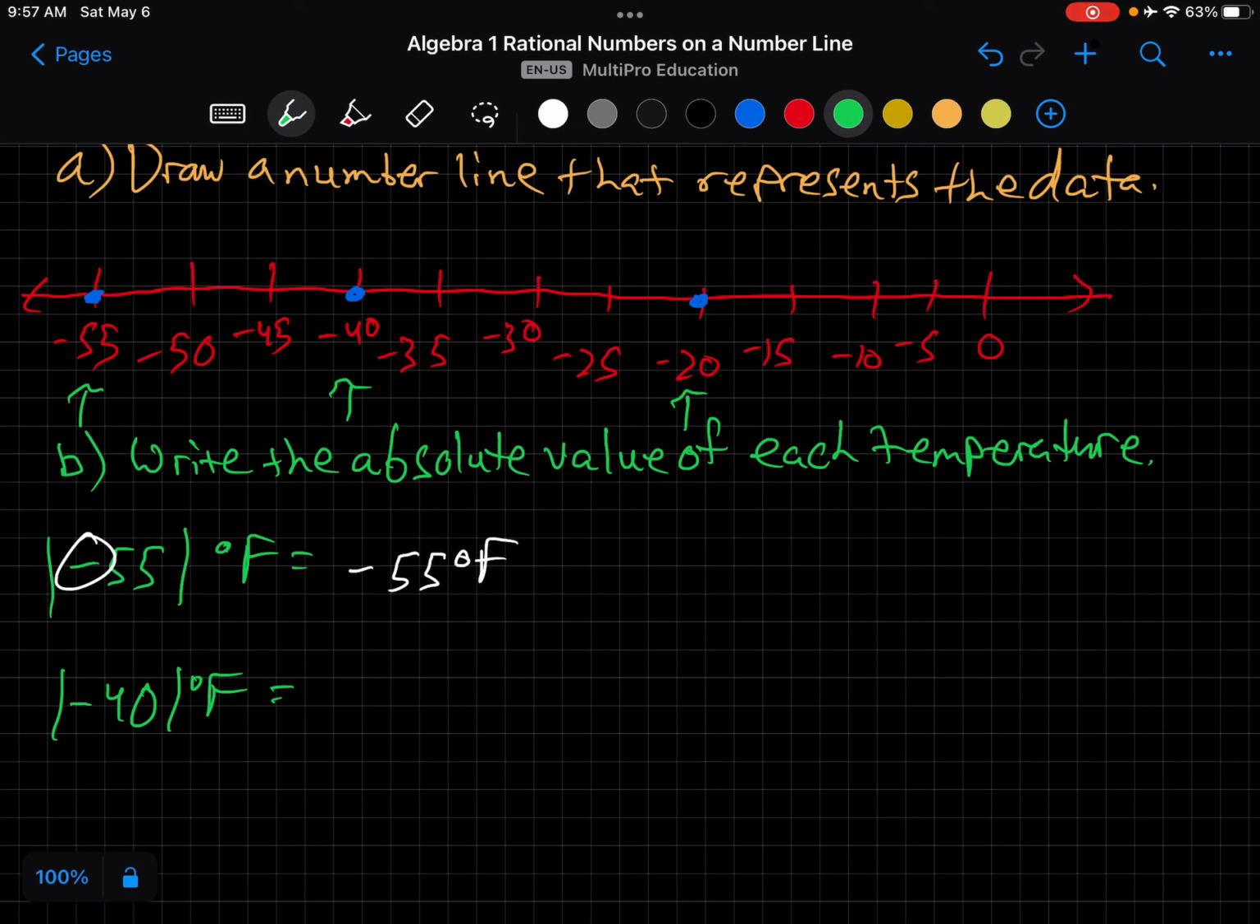All right, let's look at the next one, negative 40 degrees Fahrenheit. So this would become, I made a mistake, that'd be 55 degrees Fahrenheit. This would become 40 degrees Fahrenheit. And then the last one is negative 20 degrees Fahrenheit. And so this becomes 20 degrees Fahrenheit. Much warmer temperature. Positive 55 is much warmer than negative 55. I'm sure you can tell the difference if you've experienced them.